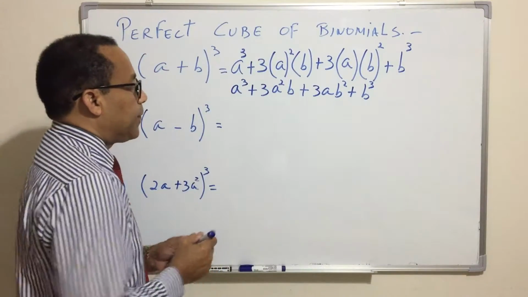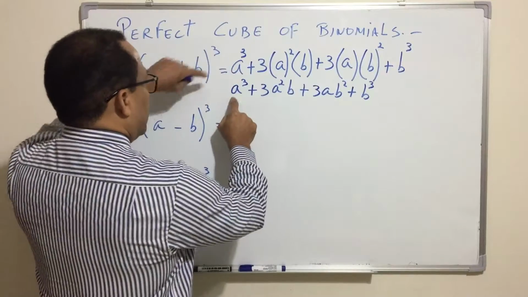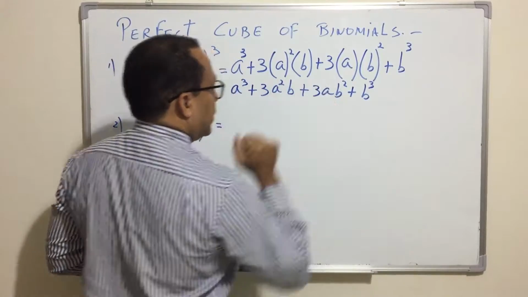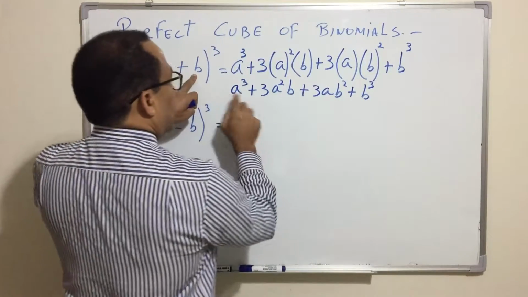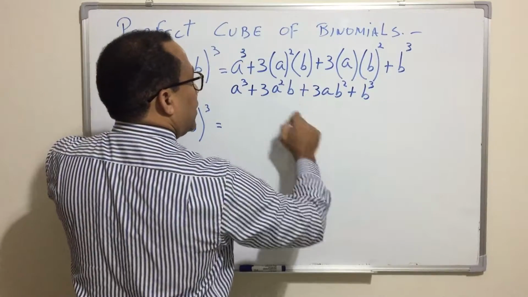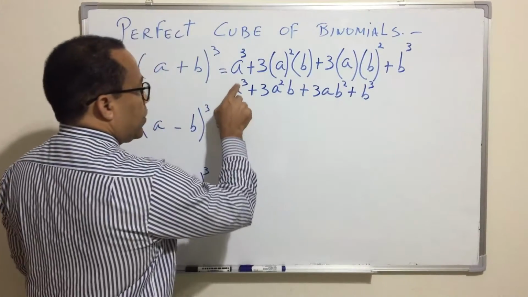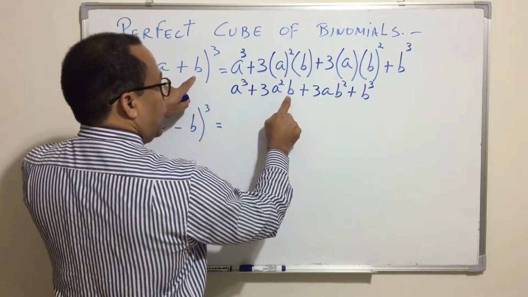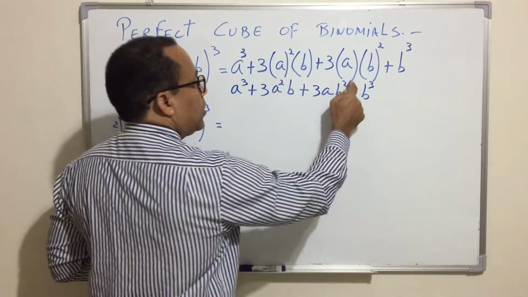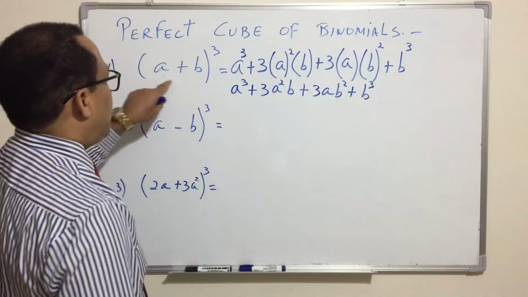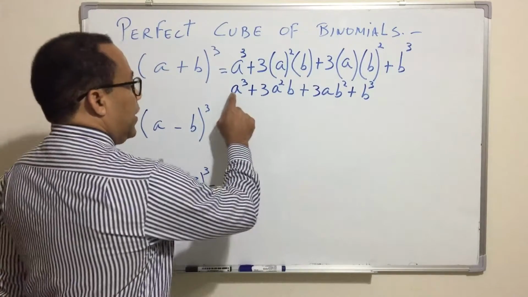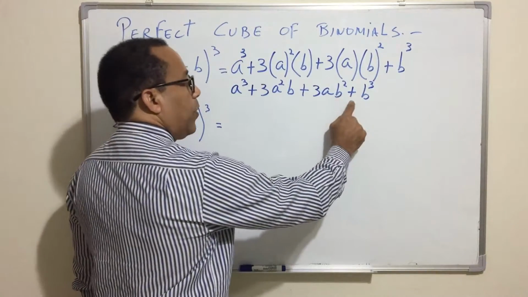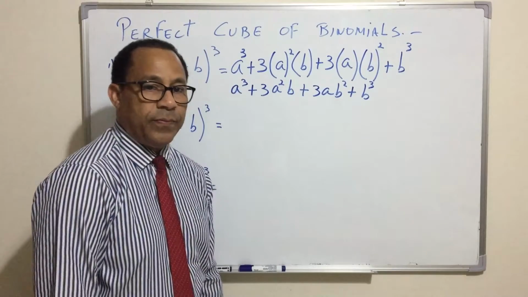If you notice, the exponents for the first term, they go in descending order. This is 3, 2, and 1. And the exponent for the second term goes in ascending order. This is 1, 2, and 3. So the first exponent goes down for the a, descending order, and for the second term, the b, it goes in ascending order, which is 1, 2, and 3. So a plus b to the third power is equal to a to the third plus 3a to the second b plus 3ab to the second power plus b to the third power.